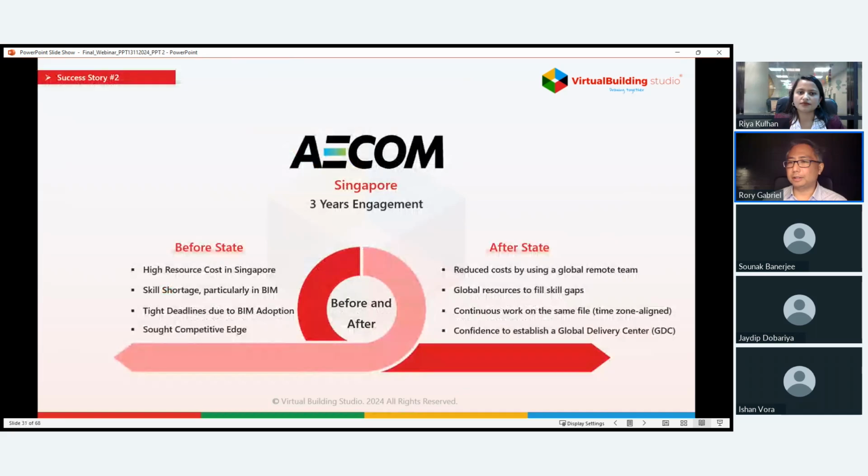Now, let's shift gears and talk about AECOM. They're a multinational engineering and consulting firm that faced some pretty significant challenges, particularly in their Singapore operations. Before they started working with us, AECOM was struggling on several fronts. First off, they were dealing with high resource costs, especially when it came to skilled labor. Singapore is a competitive market, and finding enough qualified professionals to meet demand was becoming increasingly difficult for them. On top of that, they had recently adopted BIM technology. Now, it's a fantastic tool for improving project outcomes, but it's one that requires specialized skills to use effectively. Unfortunately, they didn't have enough trained BIM people available to keep up with the project load, which meant deadlines were beginning to slip.